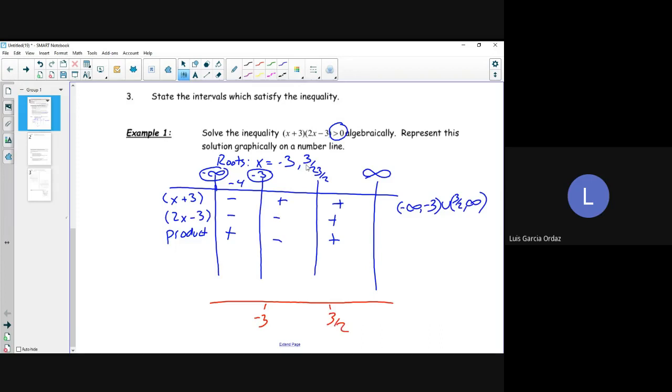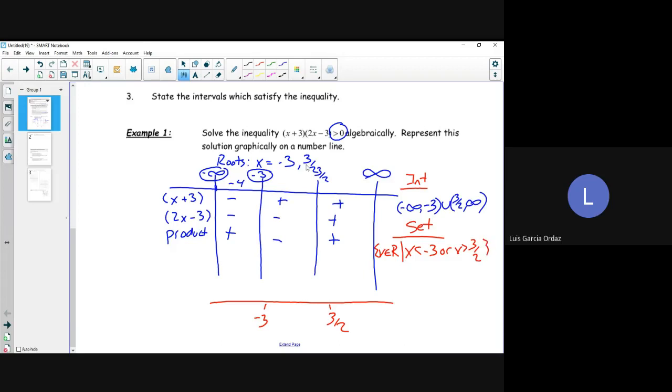So this is interval notation. How would we write it in set notation? So obviously we have the first step, which is x is an element of the real numbers, such that what? x is greater than negative infinity but less than negative 3, or we can just say x is less than negative 3. Or what's the other condition? x is greater than 3 over 2.